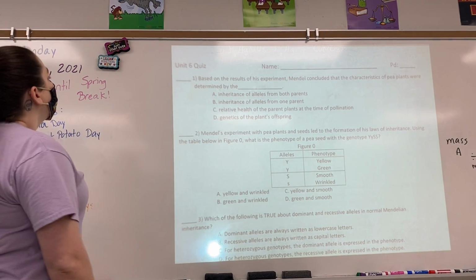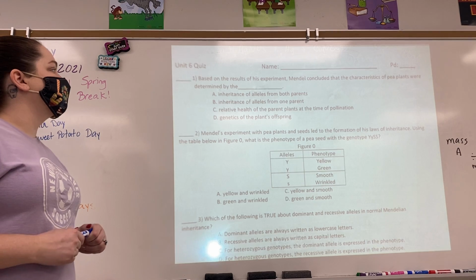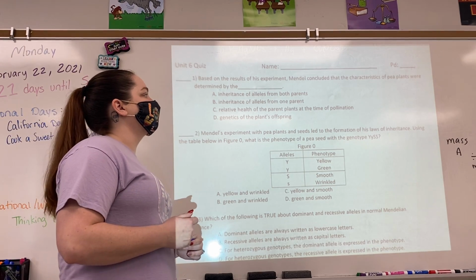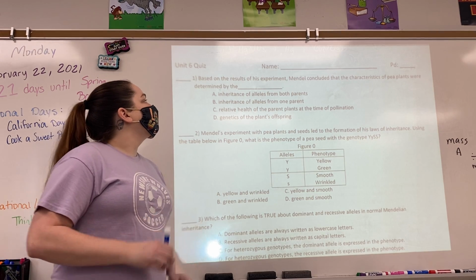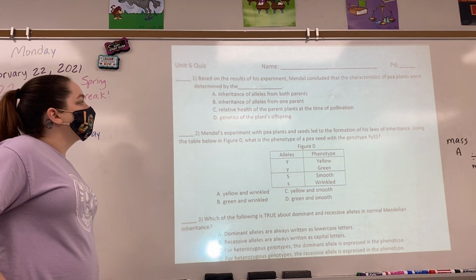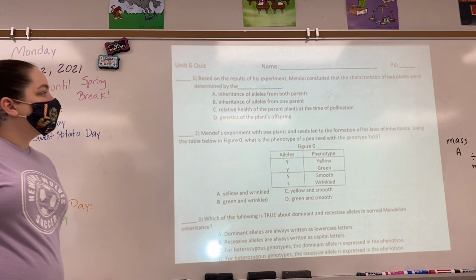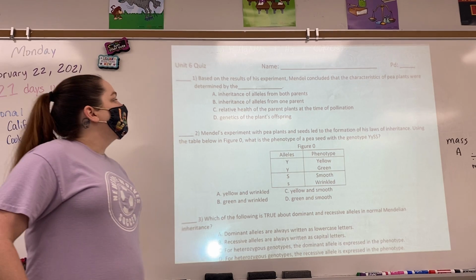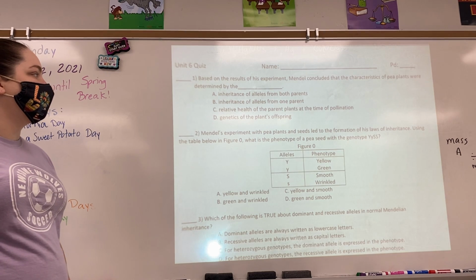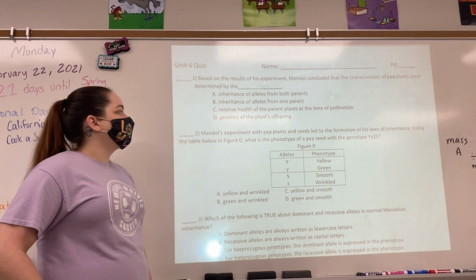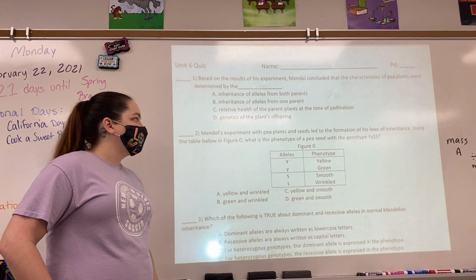All right, so number 1, based on the results of his experiment, Mendel concluded that the characteristics of pea plants were determined by the blank. Letter A says inheritance of alleles from both parents. Letter B says inheritance of alleles from one parent. C says relative health of the parent plants at the time of pollination. D, genetics of the plant's offspring.